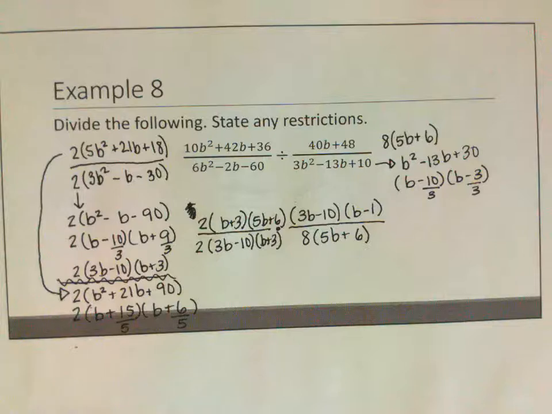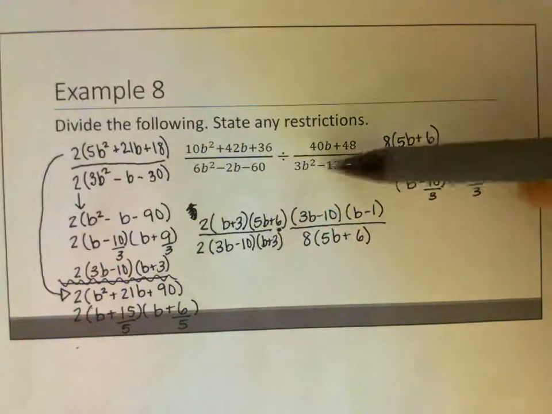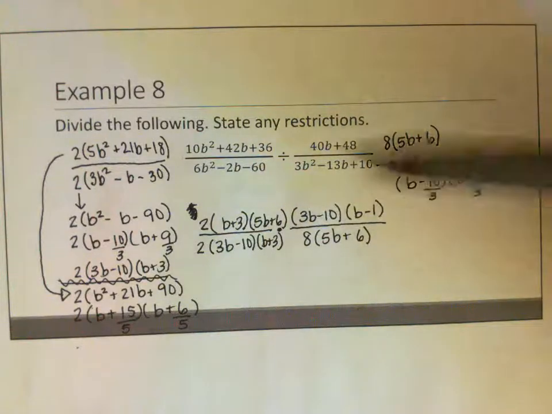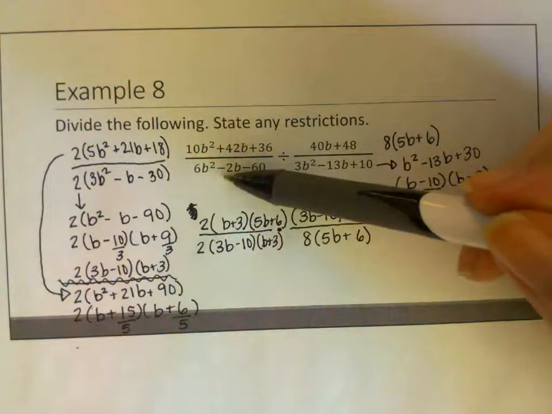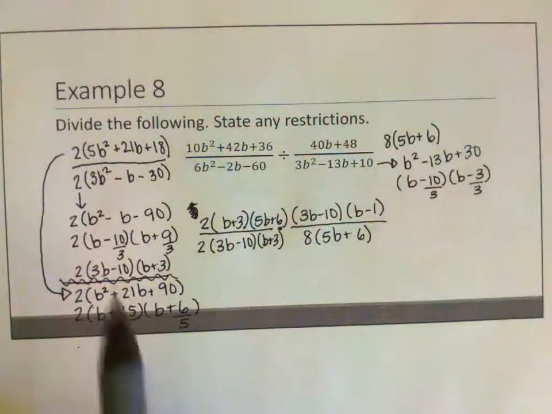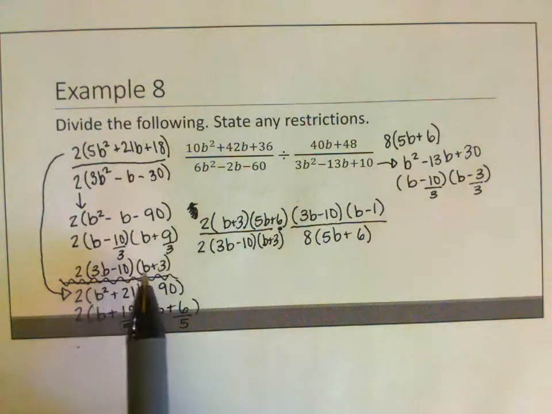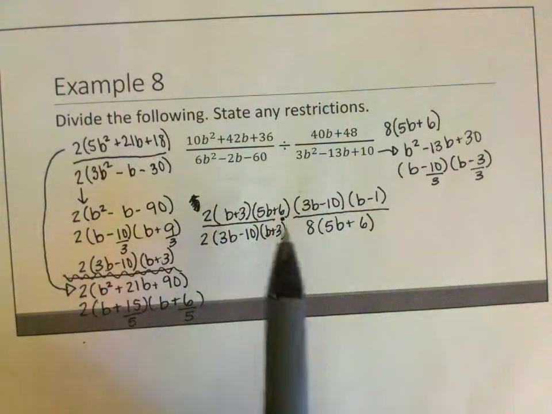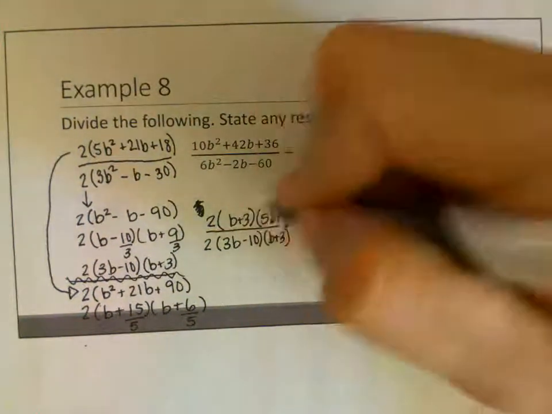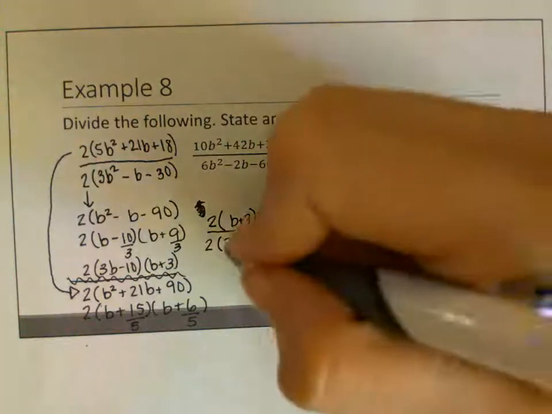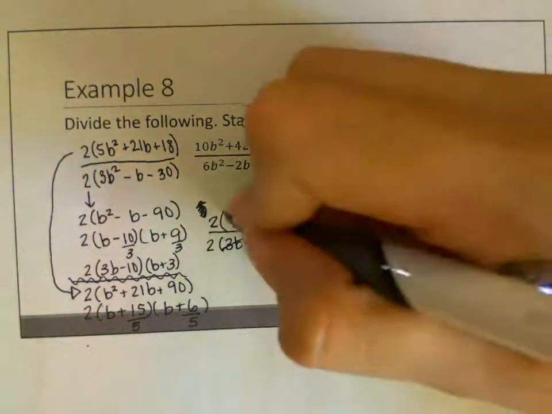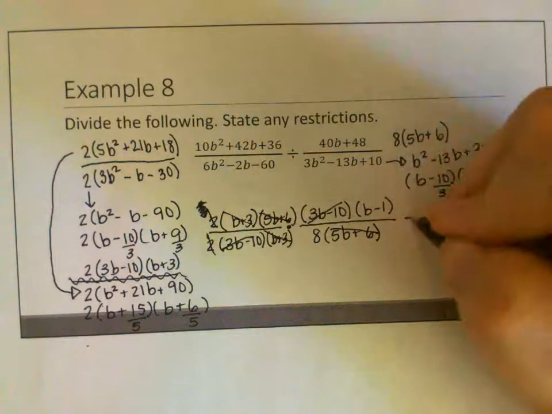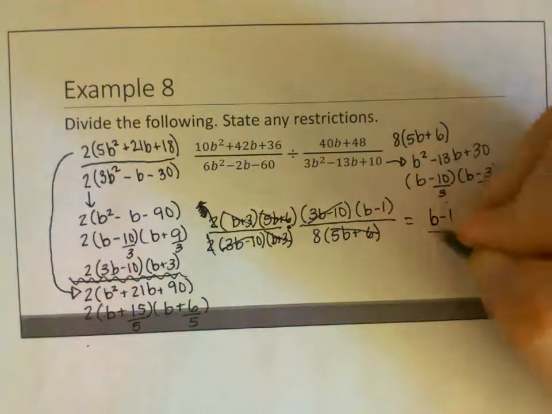Okay, forgive the mess, but there was a lot of work to show. So when I factored out this trinomial, I got 3b minus 10 and b minus 1. When I factored this one, I've got 2 times 3b minus 10, b plus 3. And when I factored this one here, I got b plus 3, 5b plus 6. So just doing some quick canceling, I go like this and cancel those. 3b minus 10, this is the best part of the whole problem. b plus 3 cancels, and my 2's actually cancel. So after all of that, I'm left with just b minus 1 over 8.